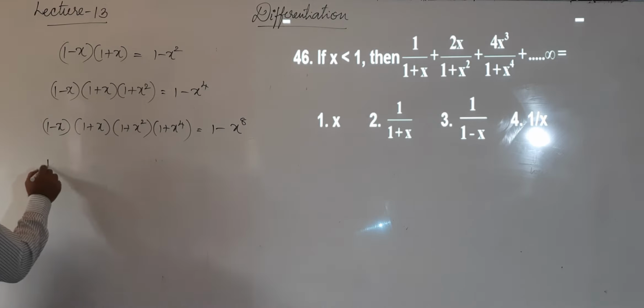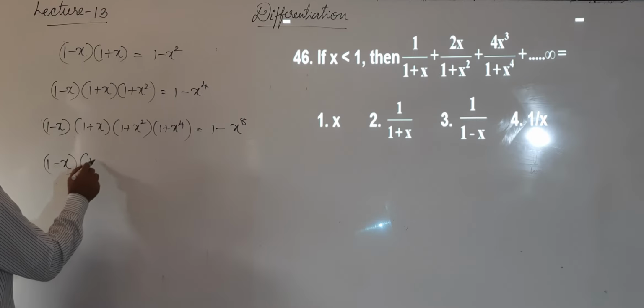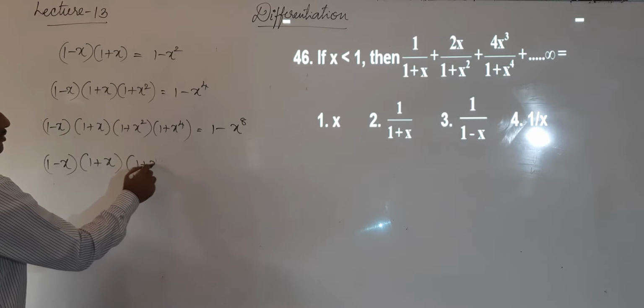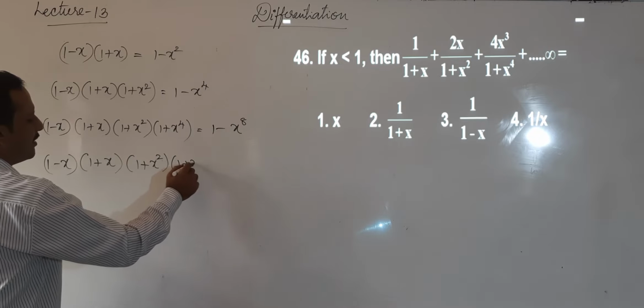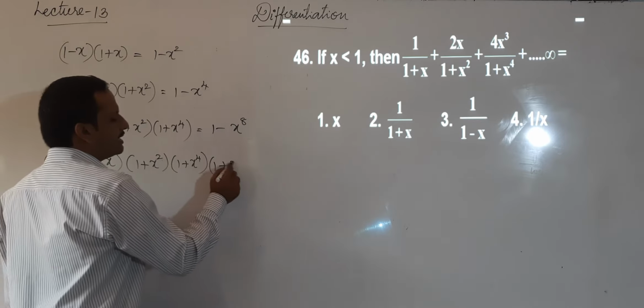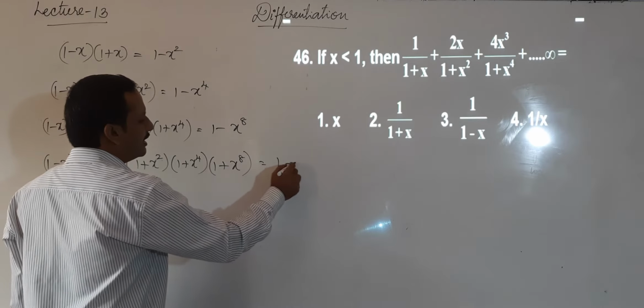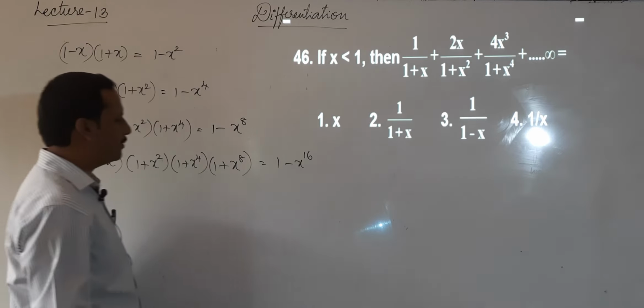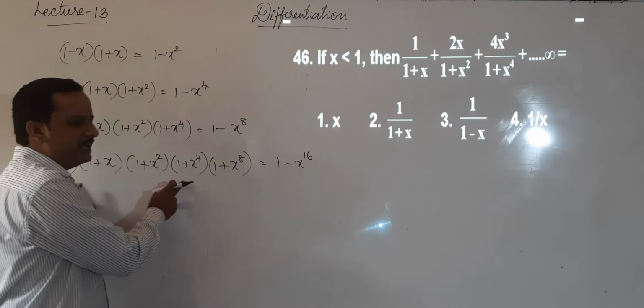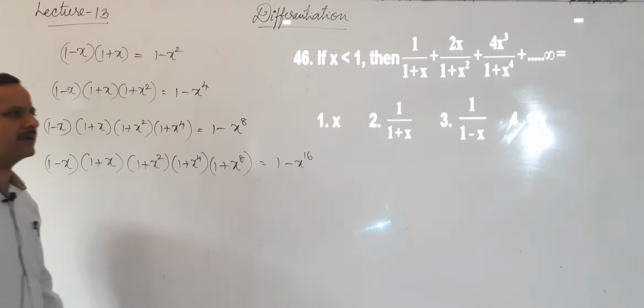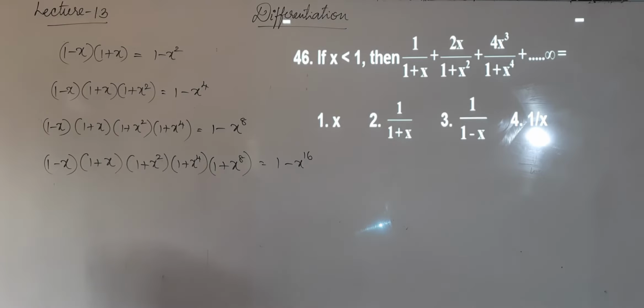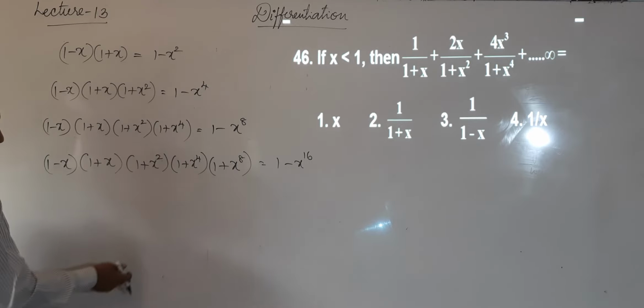Then 1 minus x into 1 plus x into 1 plus x square, 1 plus x power 4 into 1 plus x power 8. We can write that as 1 minus x power 16, because this much is 1 minus x power 8 into 1 plus x power 8. Together it will become 1 minus x power 16. Now you consider this.